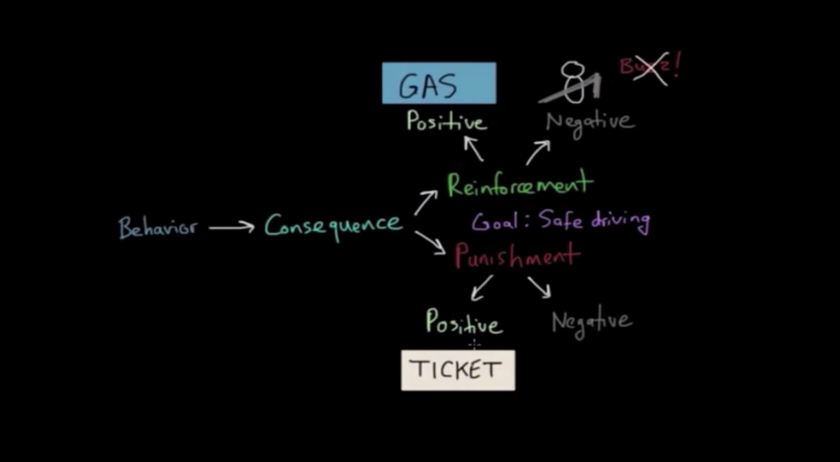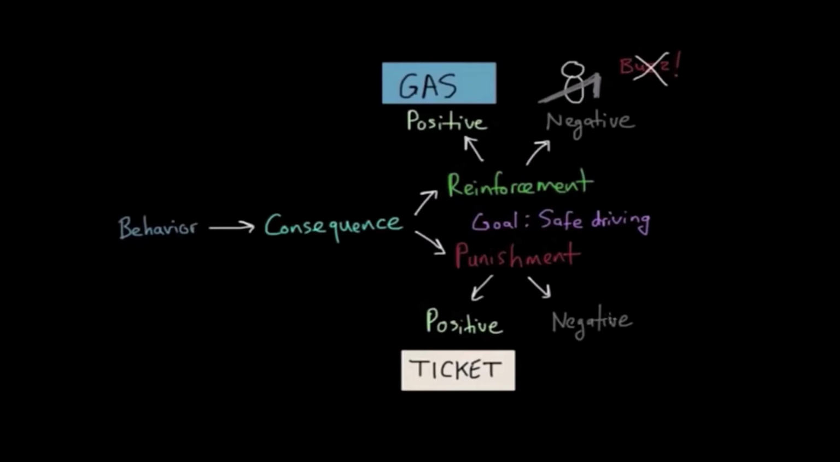So if you get caught speeding, a police officer will present a ticket to you. So something's being added here, as being the ticket, in an effort to decrease the tendency that that unsafe behavior will occur again. So that's why people get speeding tickets.